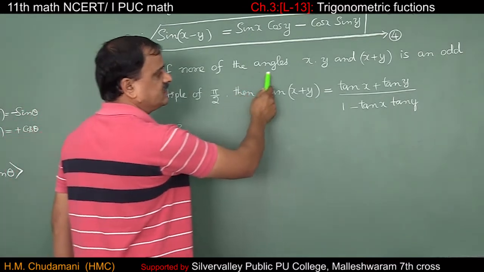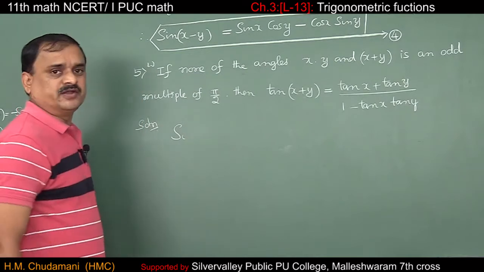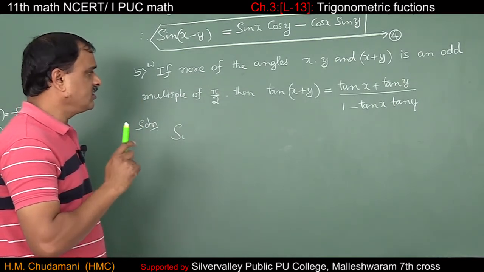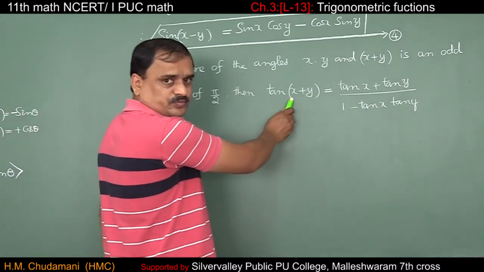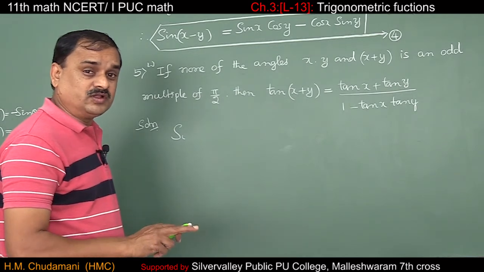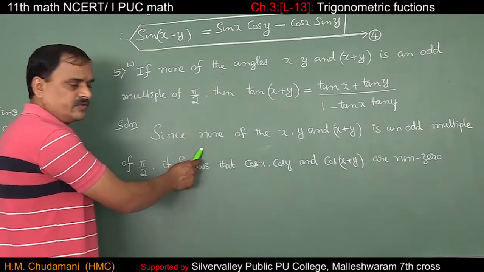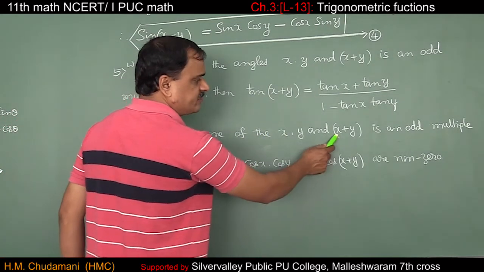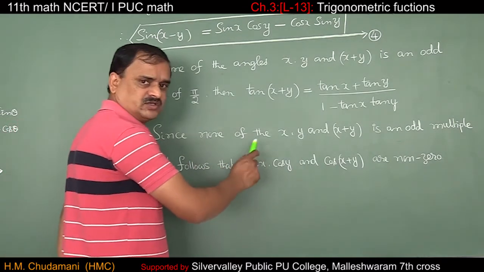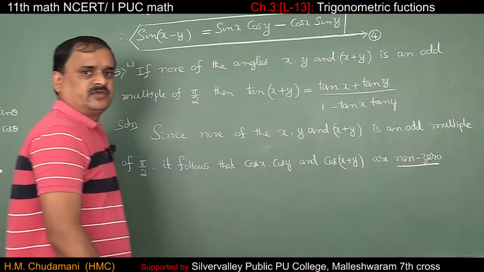If none of the angles x, y and x plus y is an odd multiple of pi by 2, then we need to prove tan of x plus y is equal to tan x plus tan y divided by 1 minus tan x into tan y. Solution. Since none of the x, y and x plus y is an odd multiple of pi by 2, it follows that cos x, cos y and cos of x plus y are non-zeros.